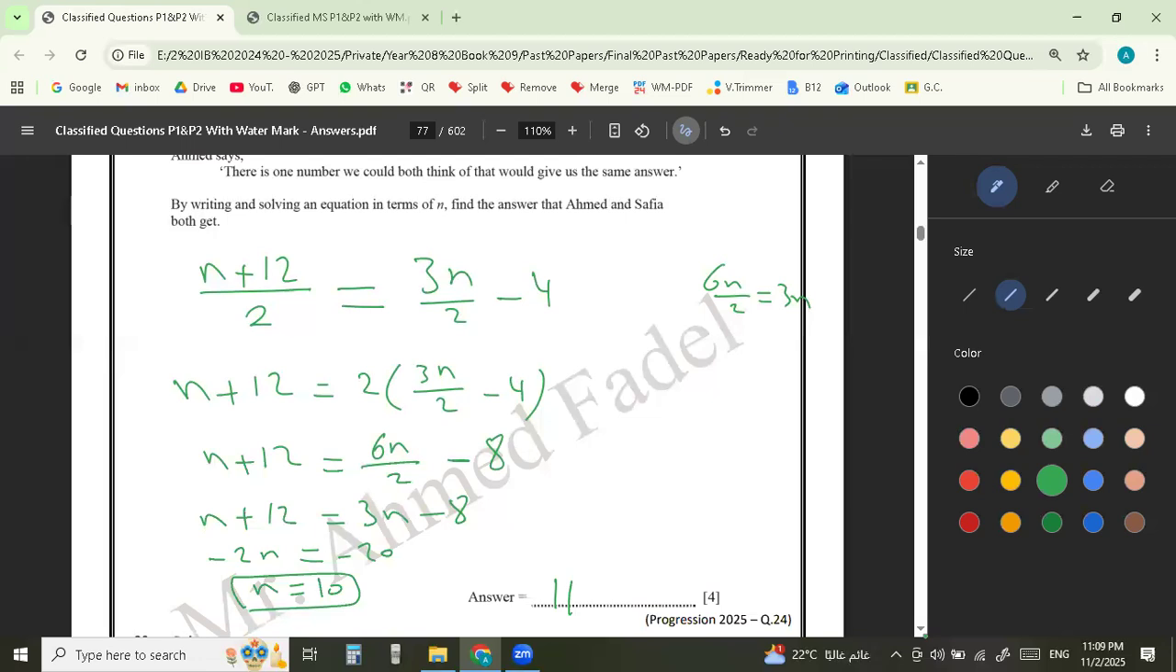Perfect, but they did not want the number. They wanted the answer of their calculation. That's what Ahmed did. That's what Safia did. So I'm going to replace n now, and I say 10 plus 12 is 22. 22 divided by 2 is 11. That's the answer that Ahmed got. And you're going to find that 3 times 10 is 30, divided by 2 is 15. 15 minus 4 is 11. That's what Safia got. So both of them got the same answer, which is 11.